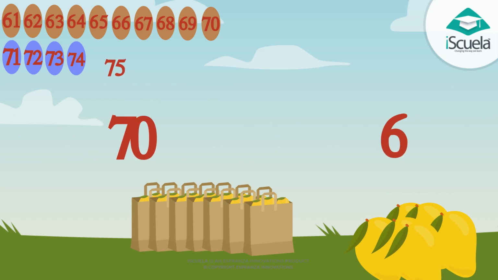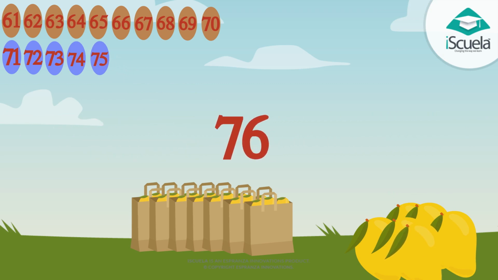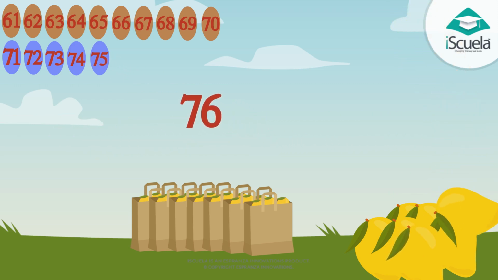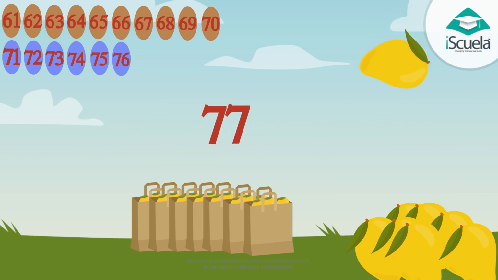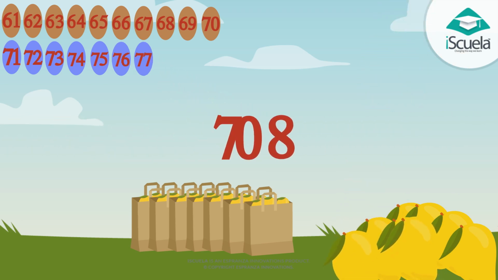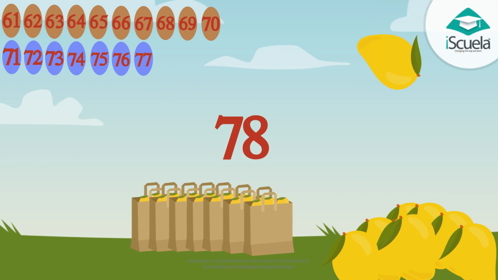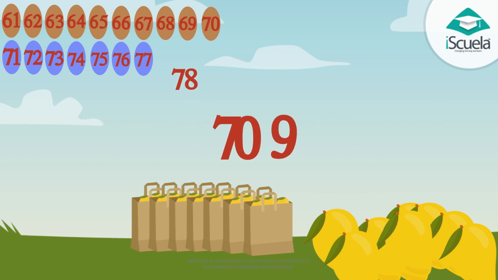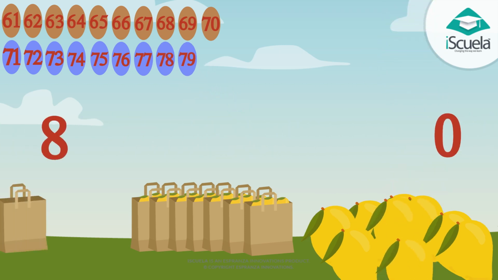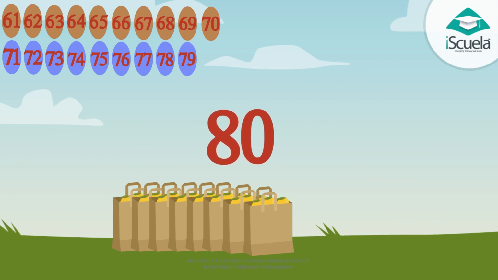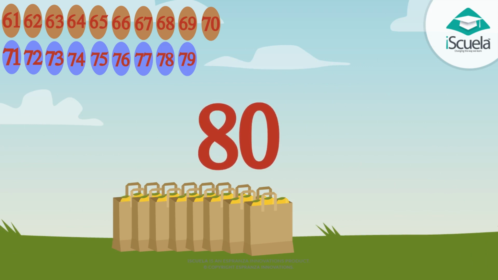70 and 6, 76. 70 and 7, 77. 70 and 8, 78. 70 and 9, 79. 80 mangoes is equal to 8 groups.